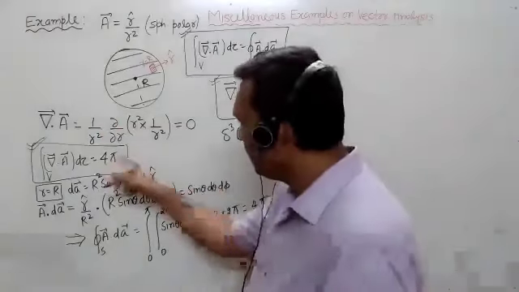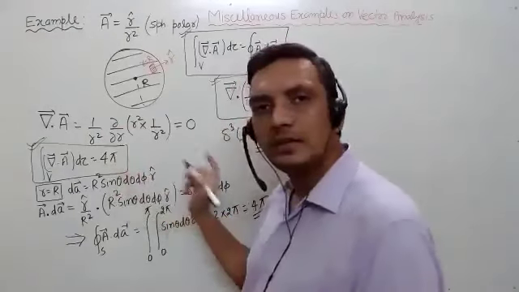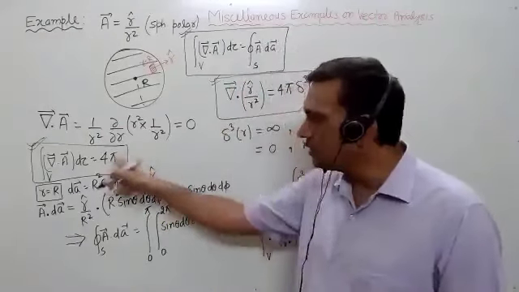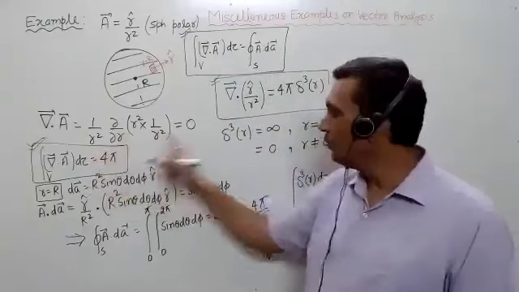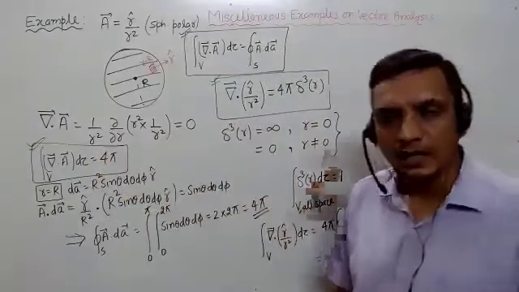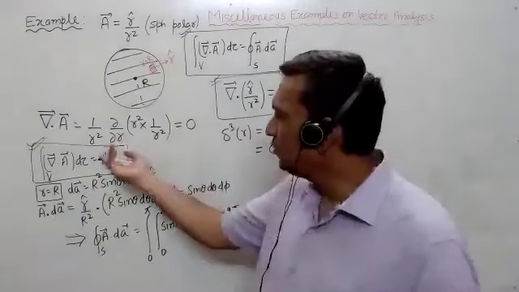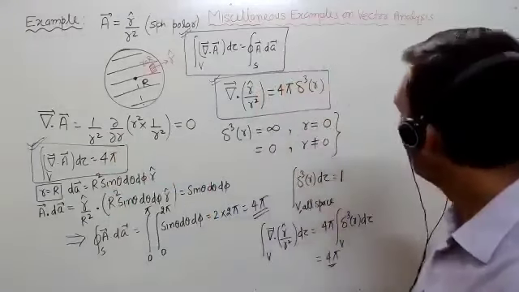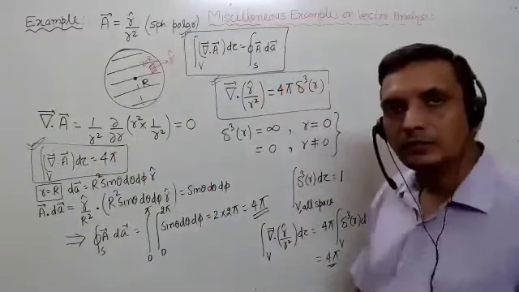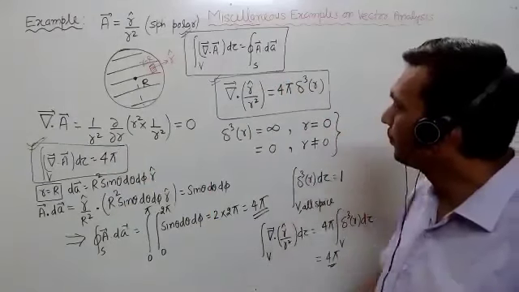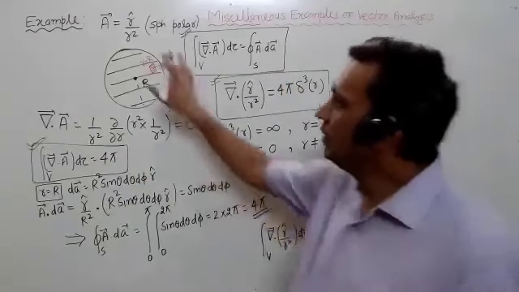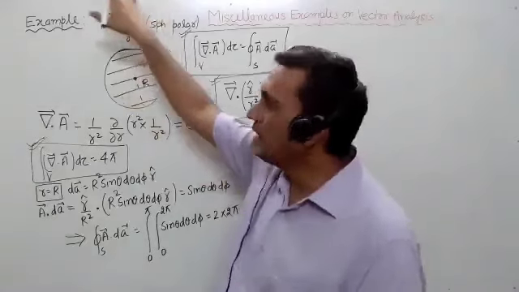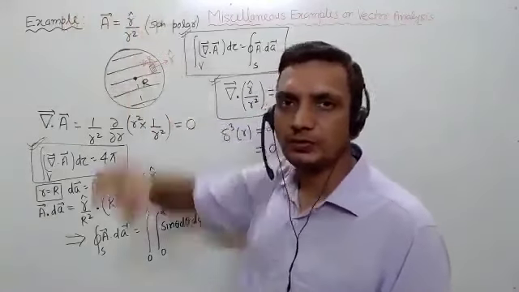So now you can verify that both the right hand side as well as the left hand side is 4 pi if you express in terms of the Dirac delta function. Otherwise, you will get this is 0 and this is non-zero. Is it clear? This is the special case where divergence is 0.